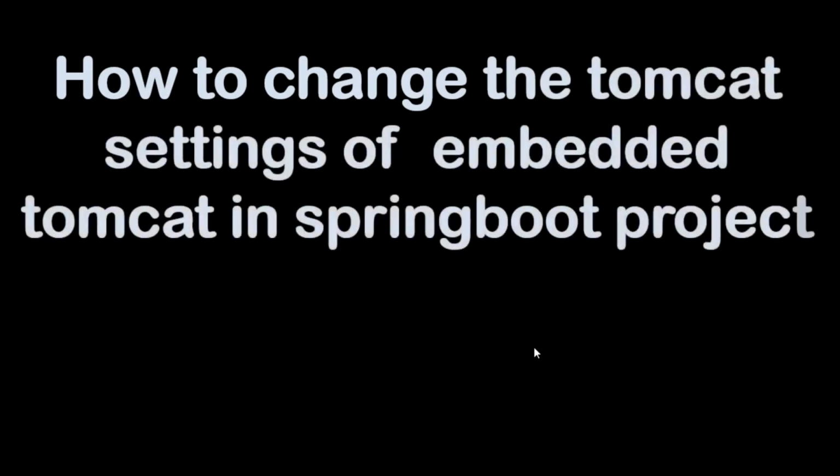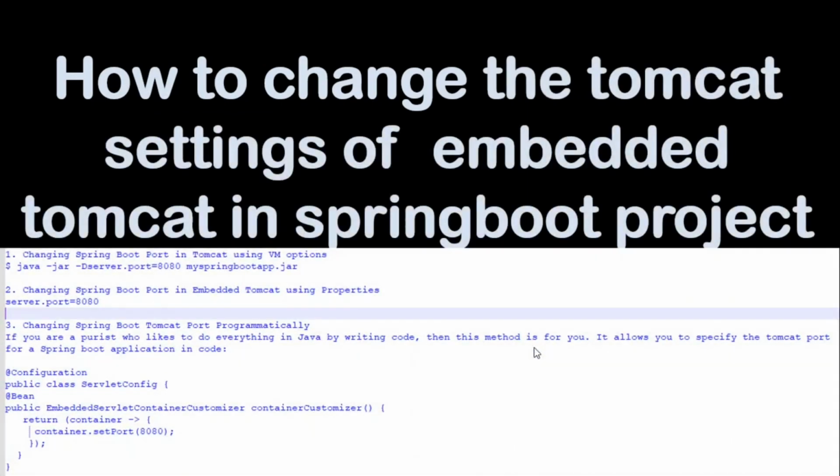Coming to the next question, how to change the embedded Tomcat settings of Spring Boot in a Spring Boot project? So as far as I know, we can do it in three ways. One, changing the Spring Boot port in Tomcat using VM options. I have given the option here as well.